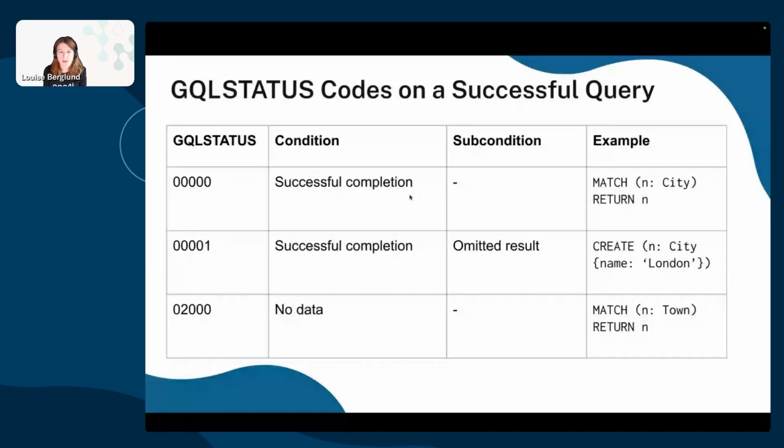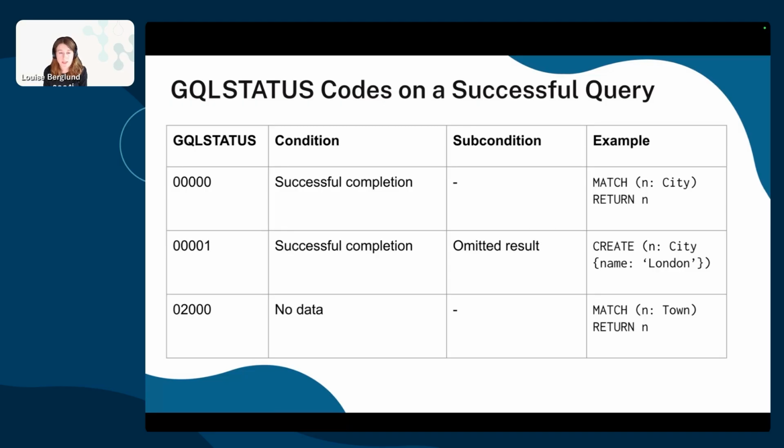So we have these three successful cases, more or less. This is part of the standard that they have three different sorts of successful results. We have just zeros, that's just a successful completion. And this you would get if you run a query like match all cities and return them. So this is any query that runs through without errors and gives a result back with the result rows.